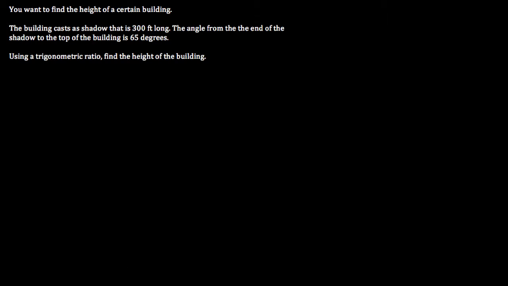First, let's draw the building. I'll make the building this color. So here's a building. It's a skinny building, and I'm gonna draw the shadow. Let's make the shadow kind of bright. So here's the shadow, and the shadow is going to be 300 feet, and we're trying to find the height of this part. So we're trying to find this height.